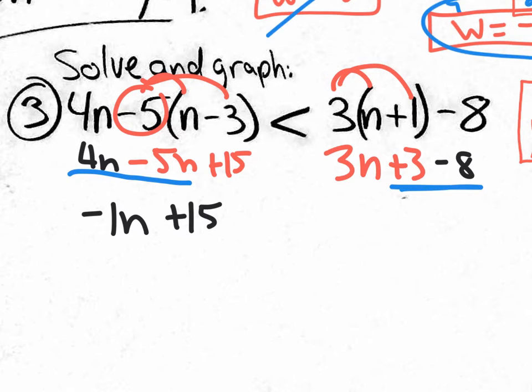And we're just going to do this in our head again. We're not going to do the opposite or anything like that. It's just 3 take away 8. That's going to be negative 5. So let me rewrite everything. 3n minus 5, or plus negative 5, whatever you want.